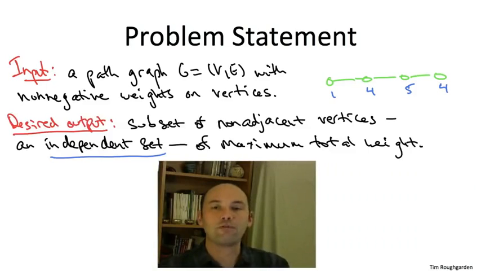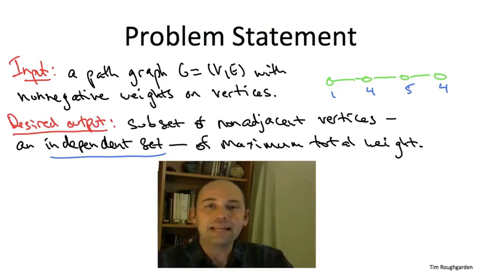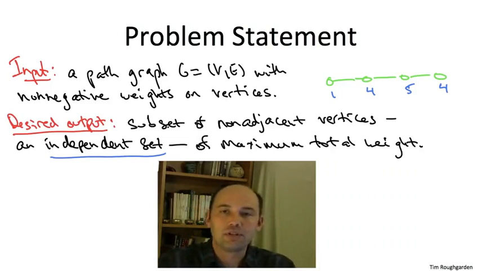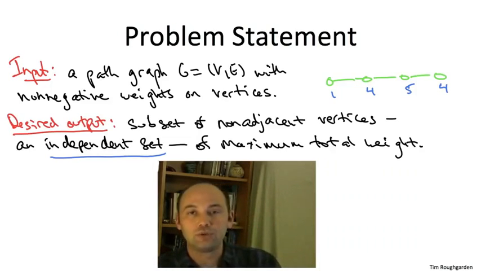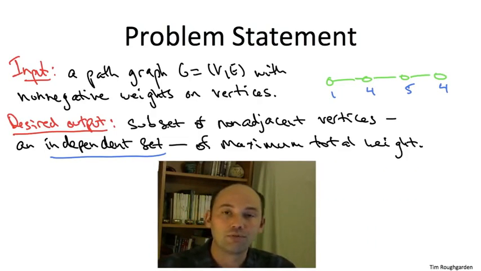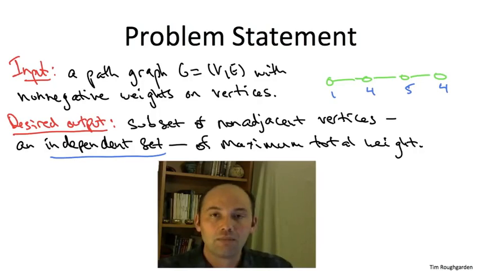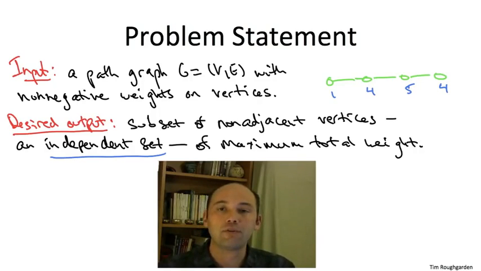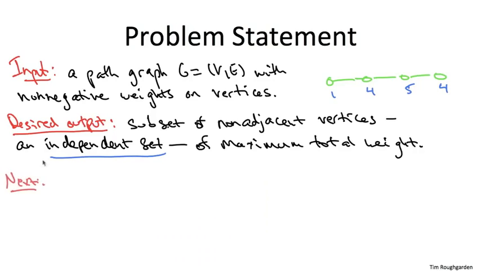So when you have a path of 4 vertices, examples of independent sets include the empty set, any single vertex, vertices 1 and 3, vertices 2 and 4, and vertices 1 and 4. You could not, for example, return vertices 2 and 3 because those are adjacent. That is forbidden. Now, to make this interesting, we're going to want not just any old independent set, but the one whose sum of vertex weights is as large as possible. That's the max weight independent set problem.